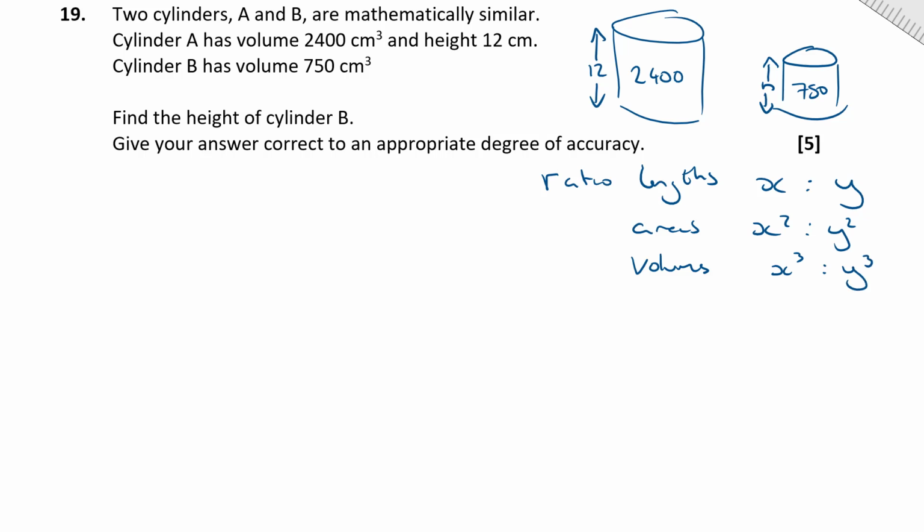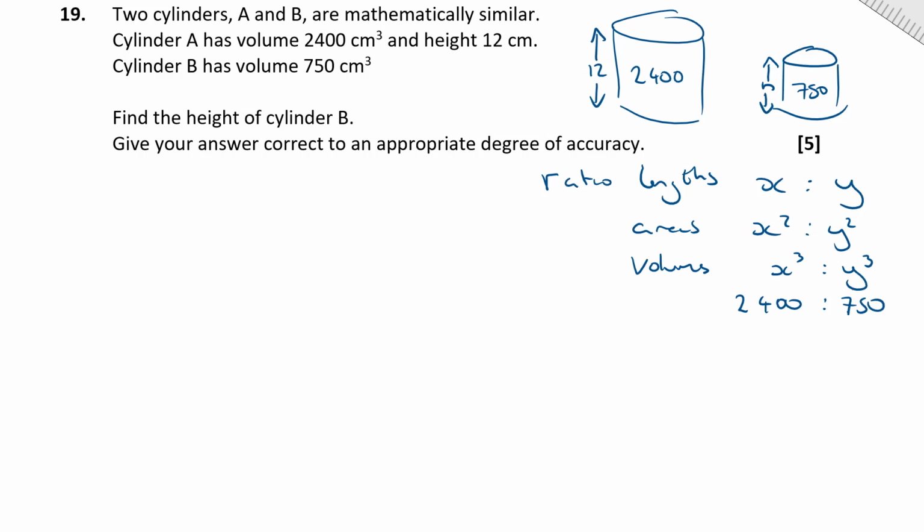Okay, so we know the ratios of their volumes because we've got the values there. We've got 2,400 and we've got 750. So if we cube root both those numbers, we should be able to find the ratio of their lengths.